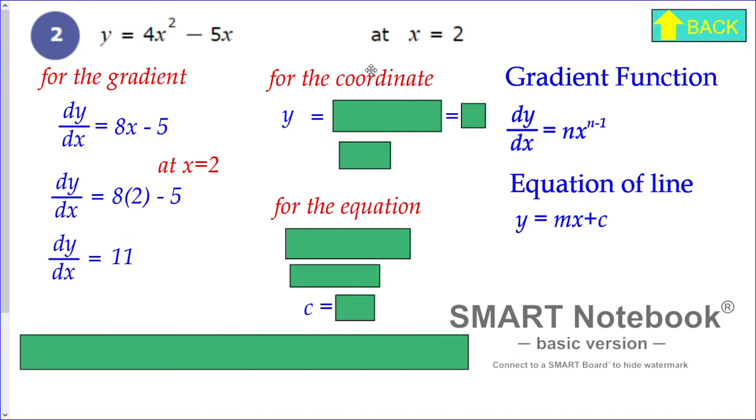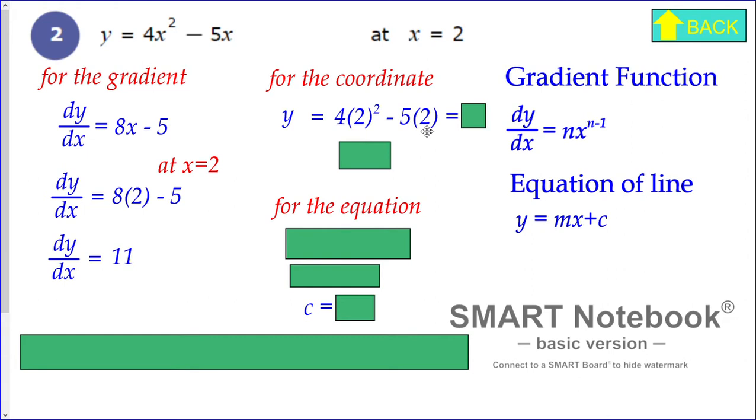Well, the easiest coordinate to get is the one that's on the curve itself. To get that coordinate, we need to substitute x equals 2 into the function itself. This function generates coordinates. This function generates gradients. Let's use this one so that we can generate the coordinate. Subbing in x equals 2, we have 4 times 2 squared minus 5 times 2. Remember, exponents first. So 2 squared is 4. 4 times 4 is 16.